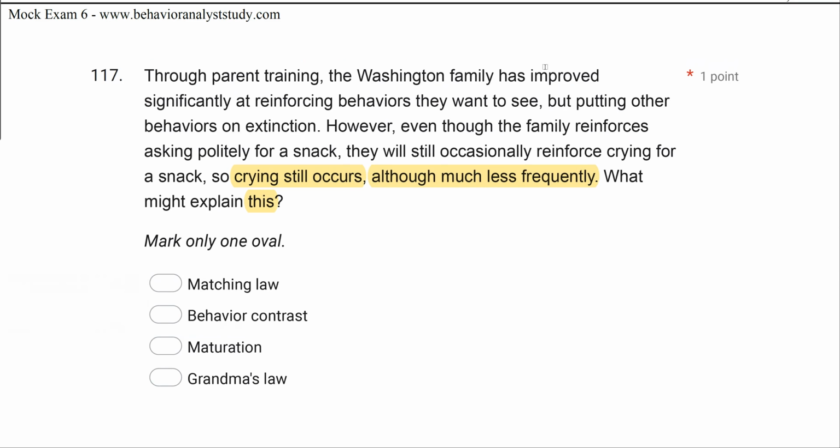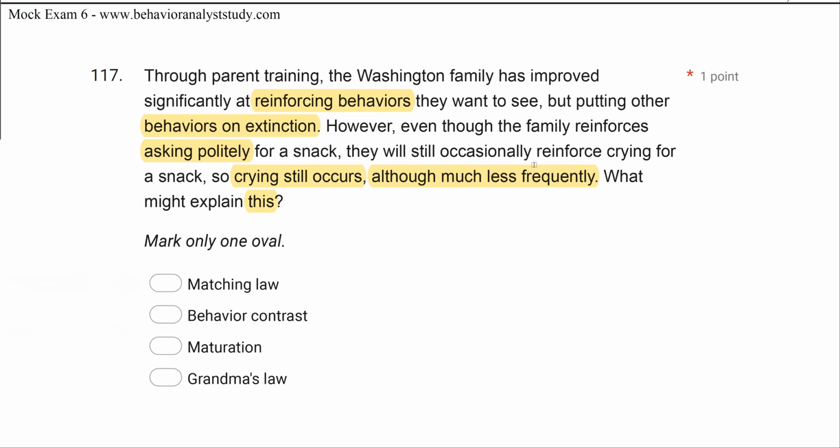Because we know the Washington family is getting better at differential reinforcement, right? Reinforcing and extinction. However, even though they've been reinforcing the right behavior, asking politely, they still sometimes reinforce crying for a snack, therefore crying still occurs. So let's sum that up. Essentially, you've got two behaviors competing for reinforcement right now: asking politely, and crying. Asking politely is getting reinforced more than crying, but crying is still occurring. And why is that? Well, because of something we call matching law.